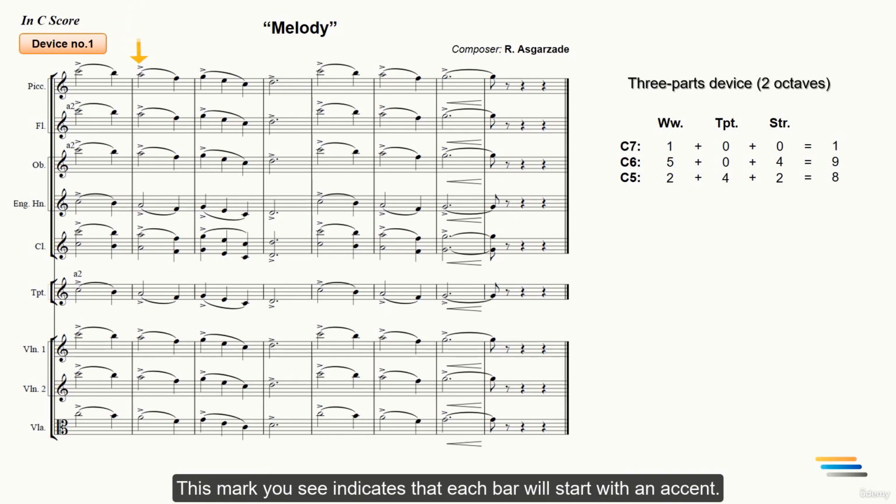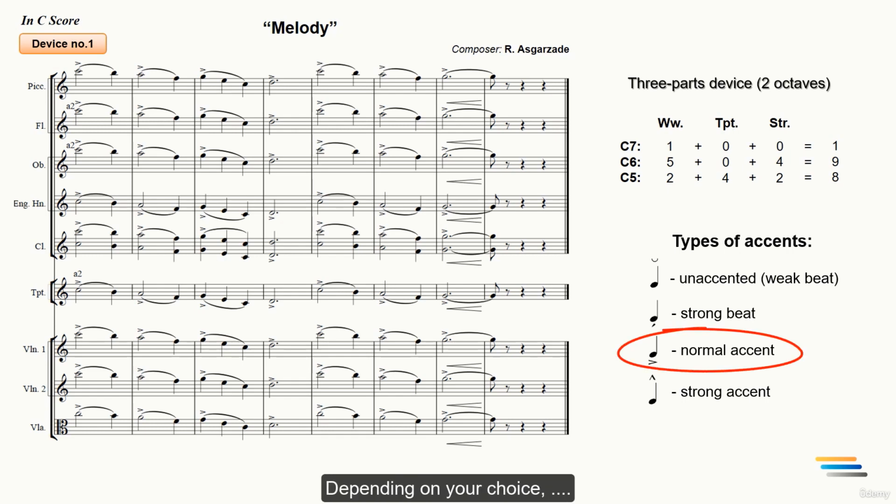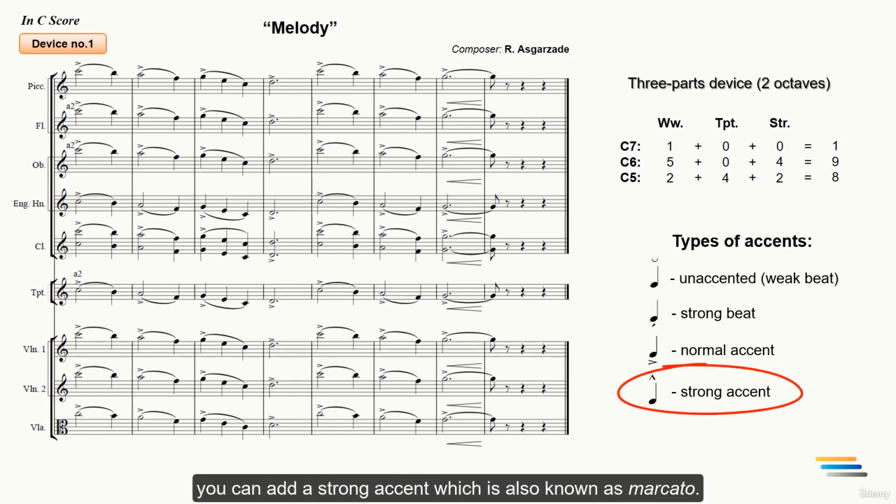This mark you see indicates that each bar will start with an accent. In general, there are several types of accents by power degree: unaccented, which means weak beat, strong beat, normal accent, strong accent. I have used a normal accent. Depending on your choice, you can add a strong accent, which is also known as marcato. Marcato is defined as music played with each note emphasized.